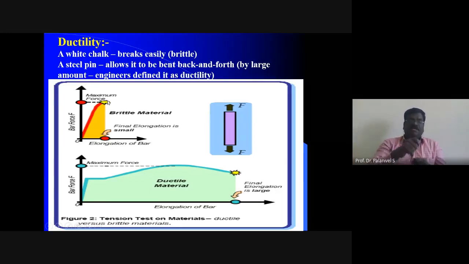Suppose it's a ductile material, you take a steel pin. If you bend it, back and forth motion is possible. It will not break easily. We call it ductility. In a ductile material, if you apply force, the elongation of the bar will be like mild steel. Initially, it follows Hooke's law: stress is proportional to strain within the elastic limit. Afterwards, it shows the phenomenon of yielding, then strain hardening, and ultimate strain, and then breaking strain.